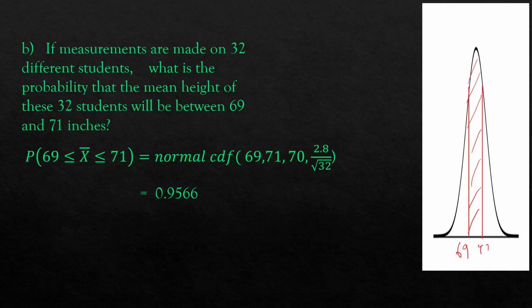We can find the same result using our graphing calculator. We can just use the normal CDF with the lower bound and upper bound, the mean of this bell-shaped curve, and the standard deviation of this bell-shaped curve, which is 2.8 divided by square root of 32. And you will get the same answer as the previous one from the table, 0.9566.